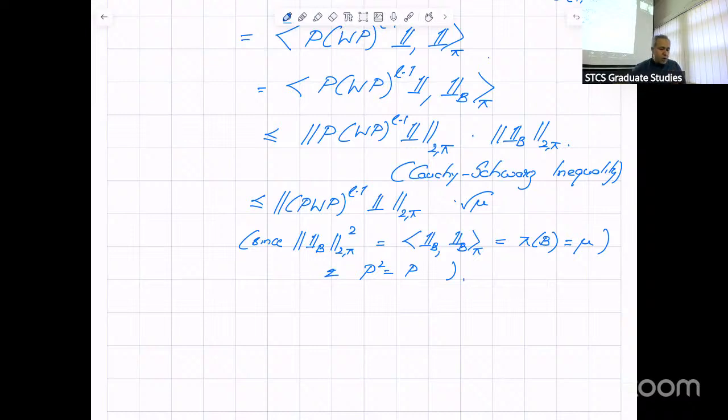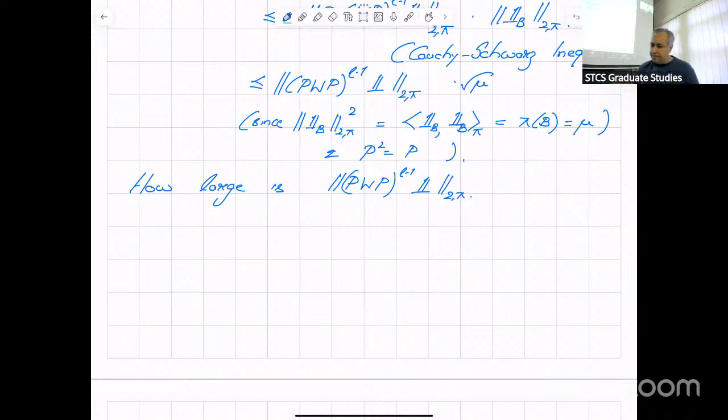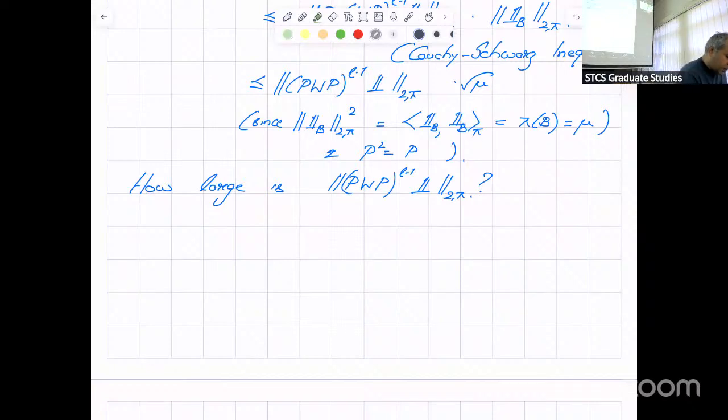Okay. So now we want to understand this quantity. The goal now is understanding it. So the rest of the proof is going to be how large is PWP when I apply it to the all ones vector. This is going to be our goal for the rest of the proof. I think I'm already short on time. No, I'm not yet short, but I will soon be.